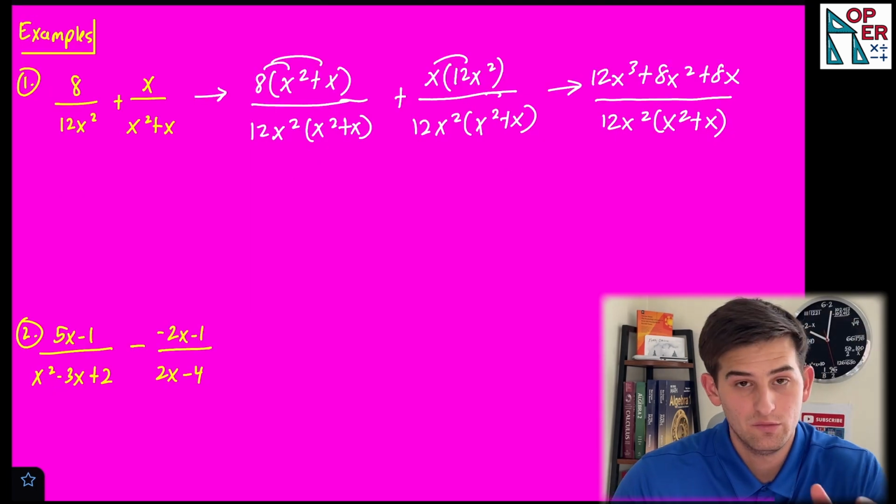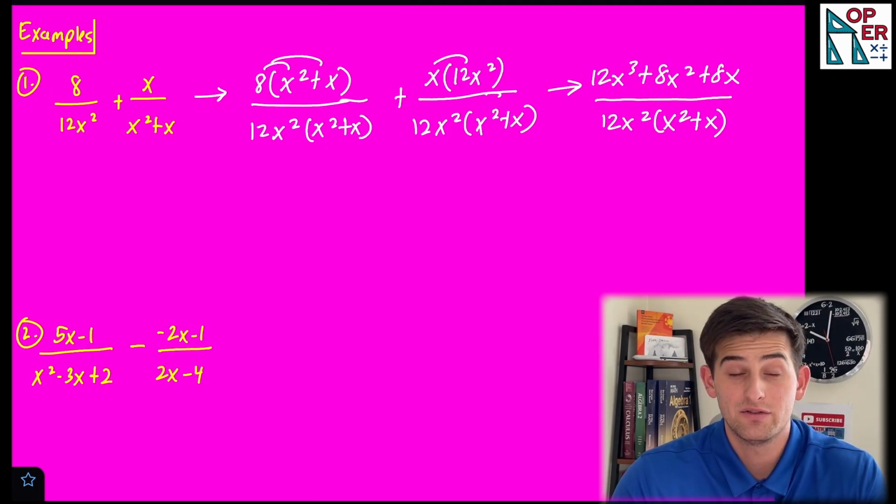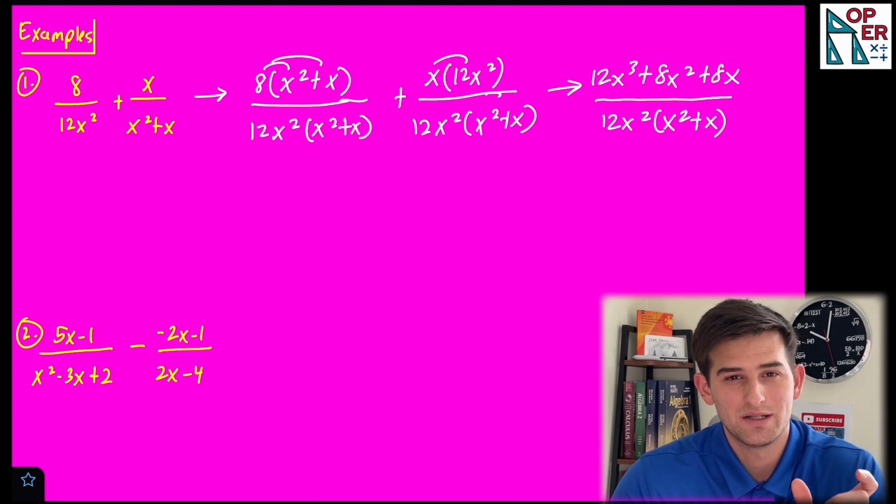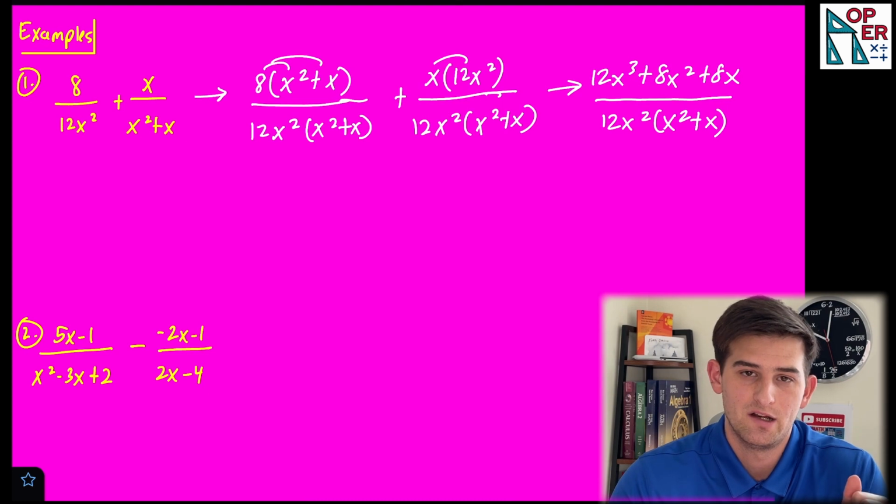So if you notice in the numerator, what we're going to do is go ahead and factor out our greatest common factor. And also in the denominator, that binomial x squared plus x, we could also factor out an x, and that's going to help us simplify.